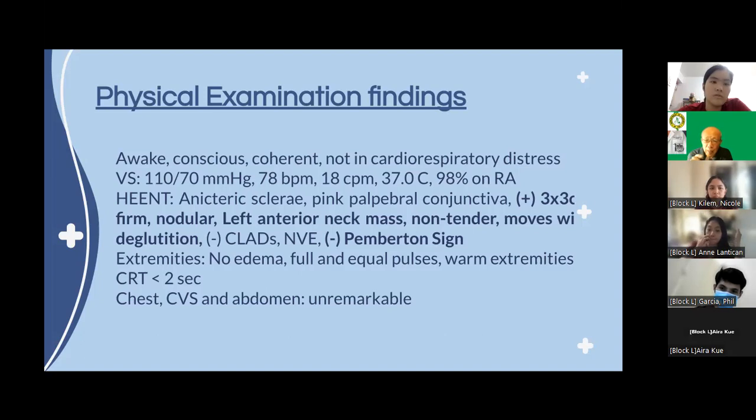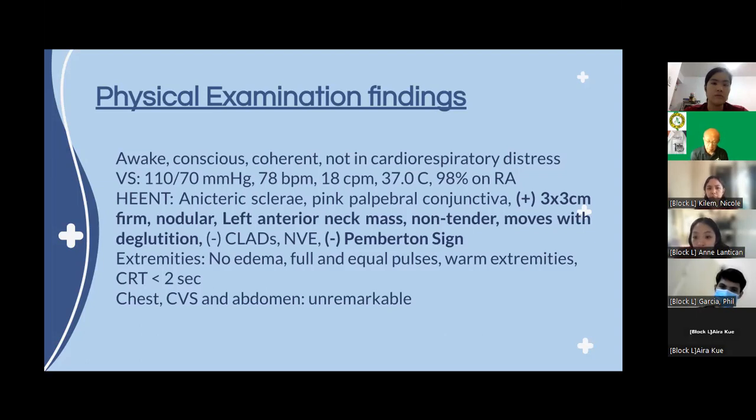But if you move it and it moves with the trachea, if you don't ask the patient to swallow but you move the mass and it's fixed to the trachea, then you say that the mass is fixed to the trachea. Again, you suspect malignancy there. Okay, clear? That's a refinement of the thyroid physical exam.